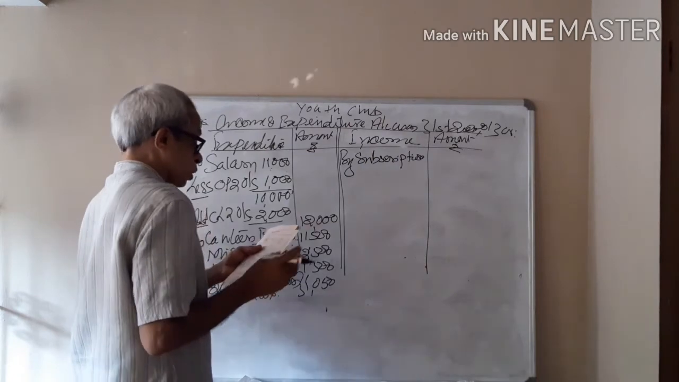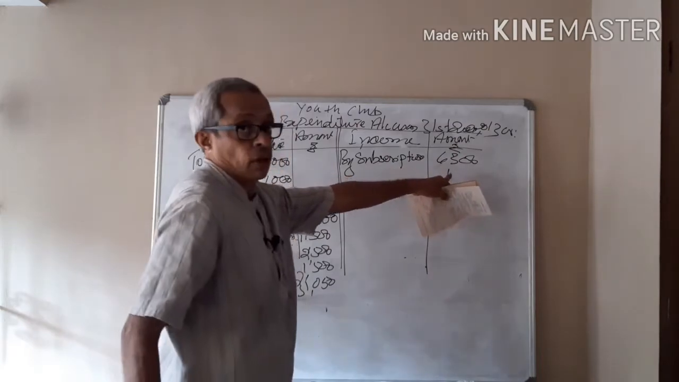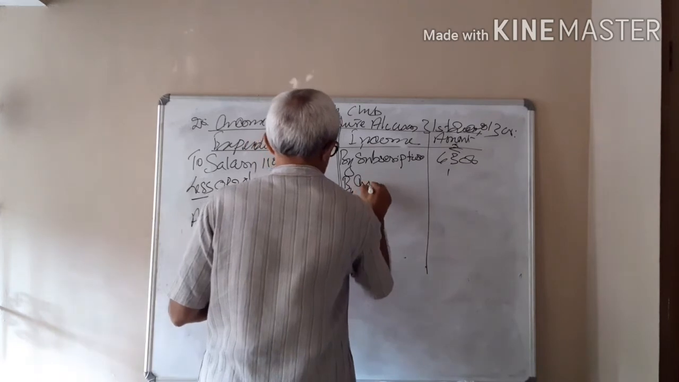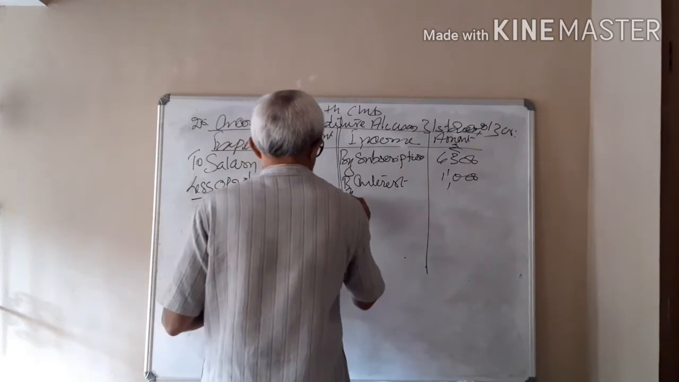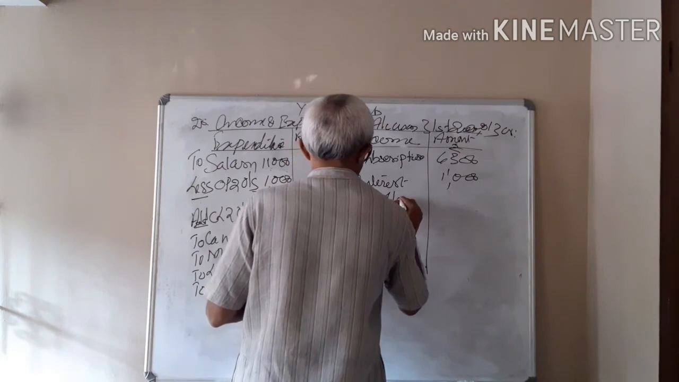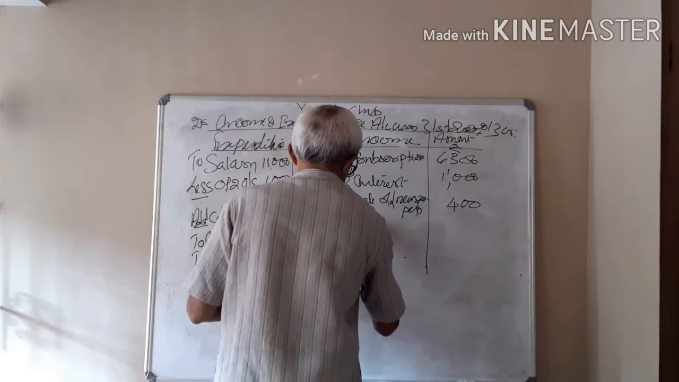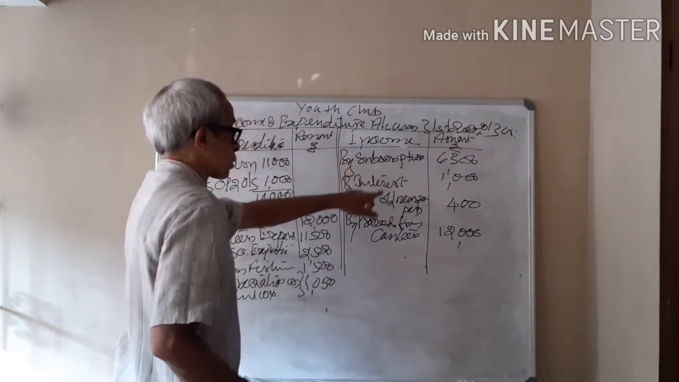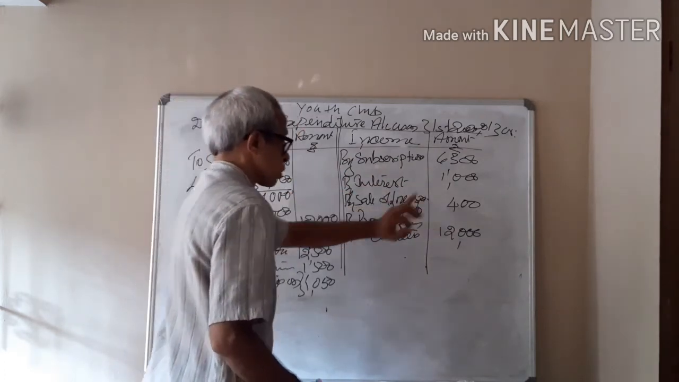Next is by subscription. By subscription, the total amount of subscription received during the year, that figure is taken from our working note. And next is interest, that is 1,000. Sale of old newspapers is 400. Proceeds from canteen, that is 12,000. The subscription figure is taken from our working note. Interest is given in the question. Sale of old furniture is also given in the question.